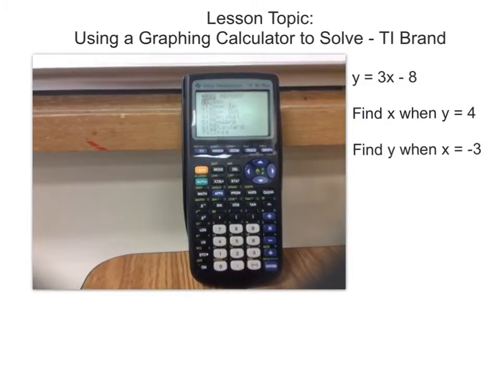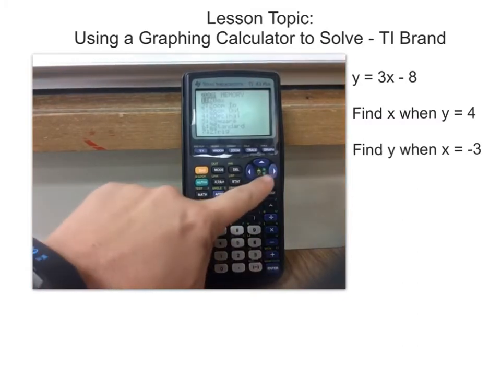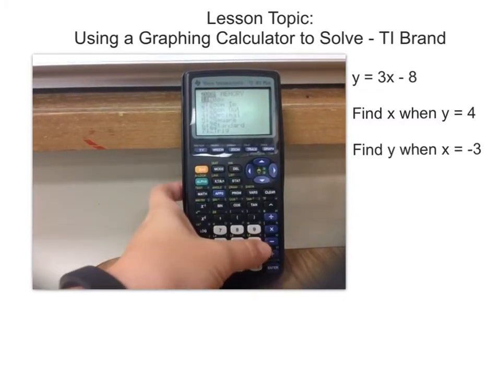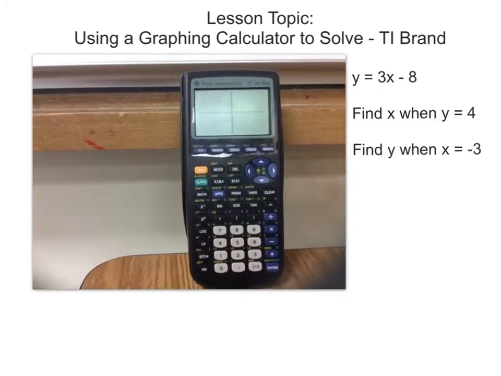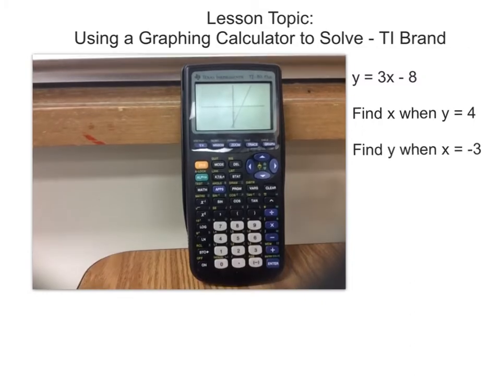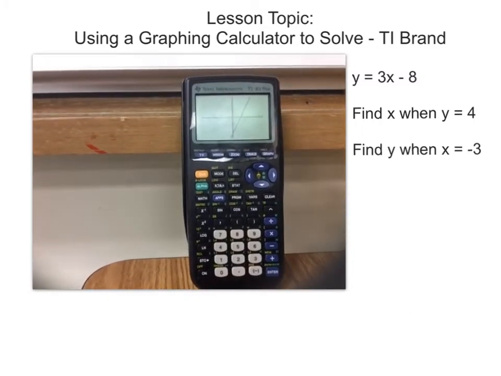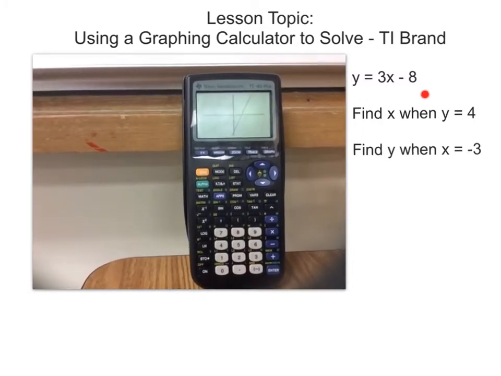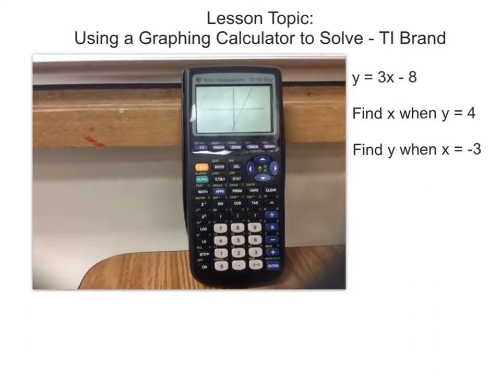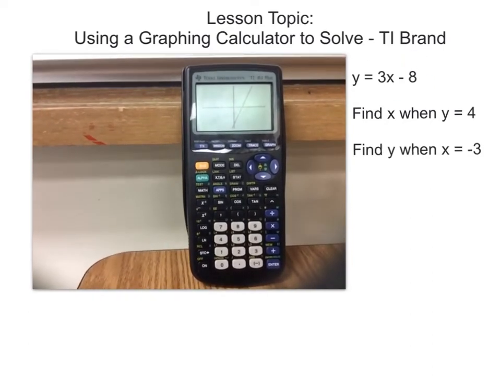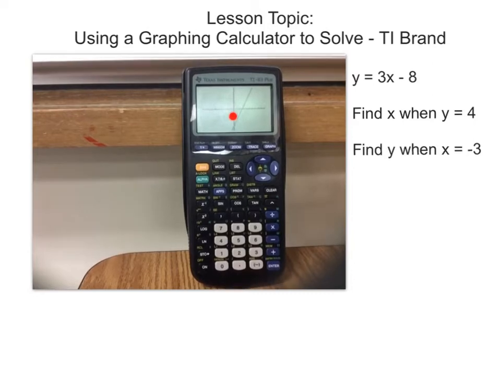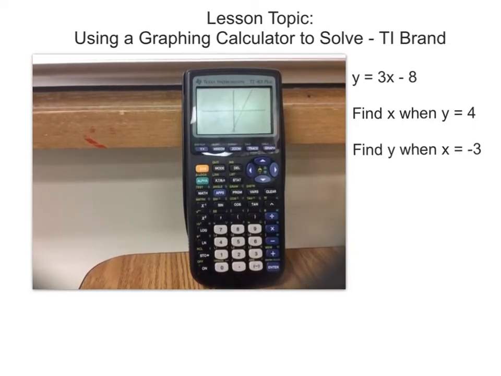So Zoom Standard, or Zoom 6. And you don't have to go down to 6, you can just hit the number 6 and it will do it for you. Either way will work. So it'll regraph for you in a standard window, and there is our line. And again, if we graphed this line using our slope-intercept rules, we would have gone down to negative 8 on the y-axis, which is right here, and then we would have gone up 3, right 1, and that is this line.